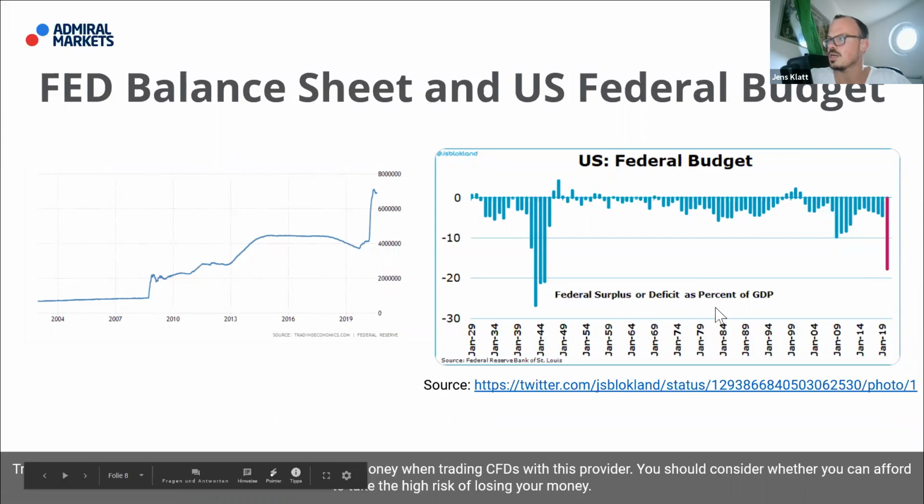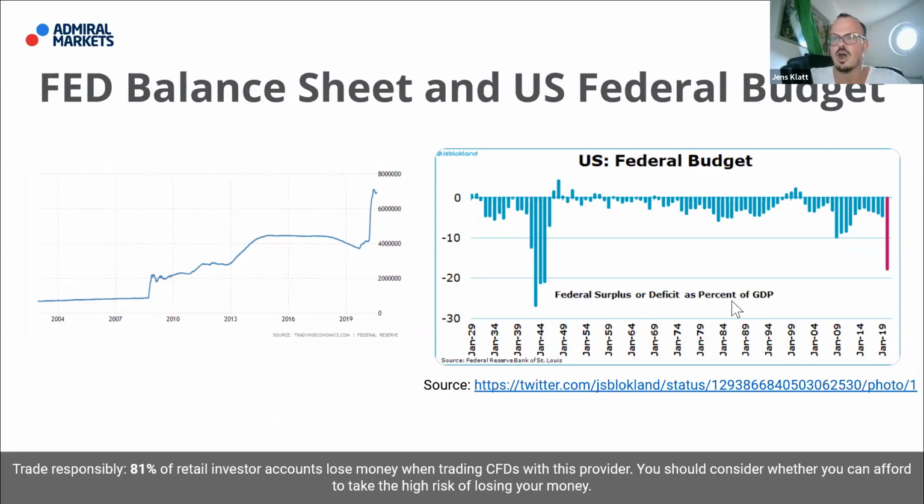And what he shows here is the federal surplus, respectively deficit, as percent of GDP. And what you can see here is that the current federal budget deficit, or the deficit the US government is running, is currently at the highest level since World War II. Okay, so it's a complete explosion of debt, which has to be somehow financed, especially during a time of potential economic downturn or a recession, potentially depression.